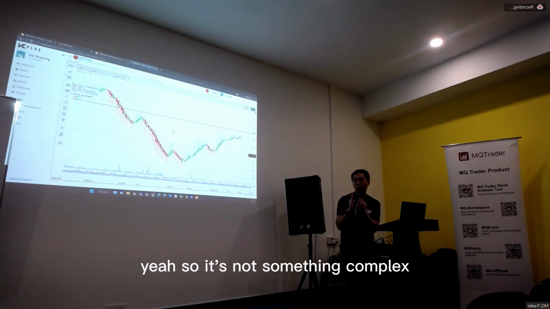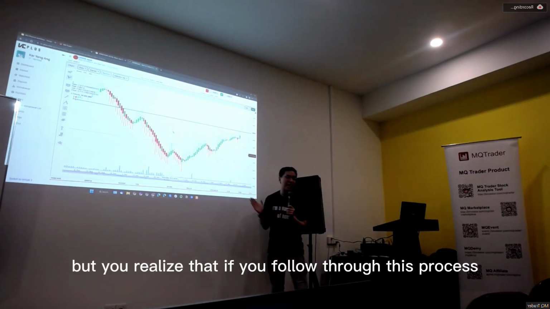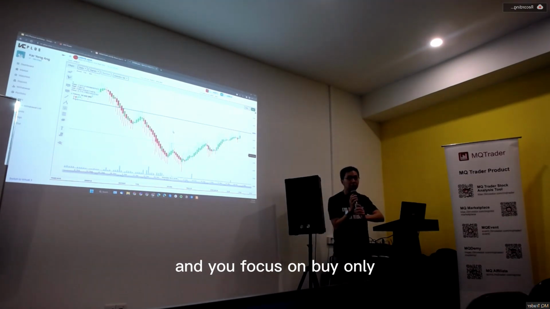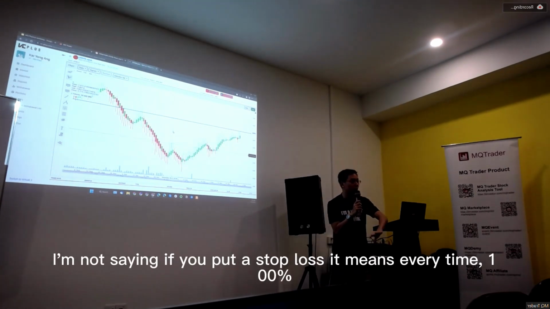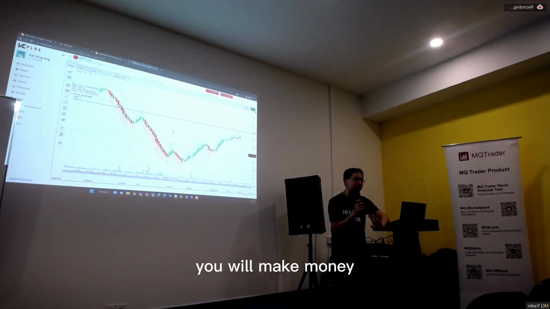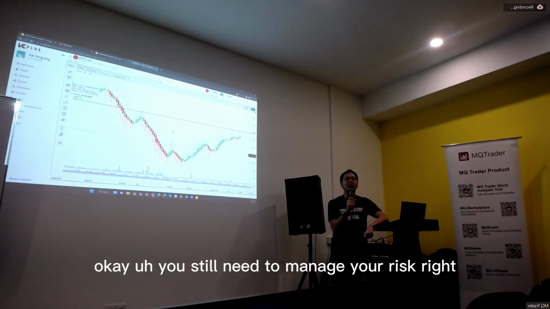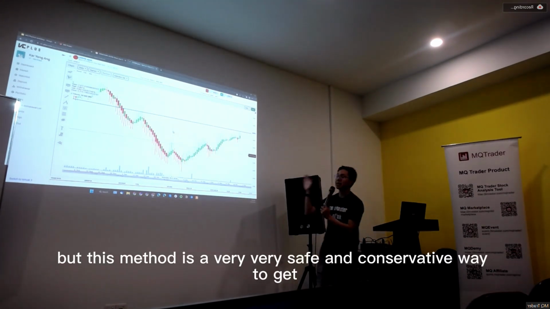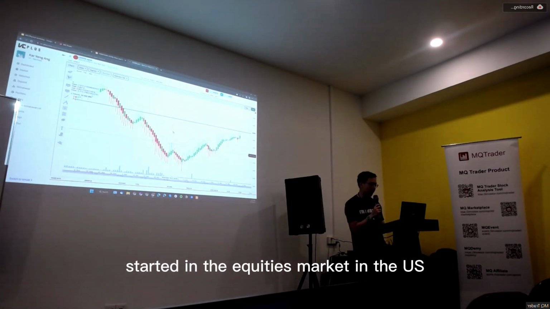So it's not something complex, but you realize that if you follow through this process and you focus on buy only, you will make money. I'm not saying if you put a stop loss it means every time 100% you're going to make money. If it's like that, everyone will be rich. You still need to manage your risk. But this method is a very, very safe and conservative way to get started in the equities market in the US as well as in Germany.